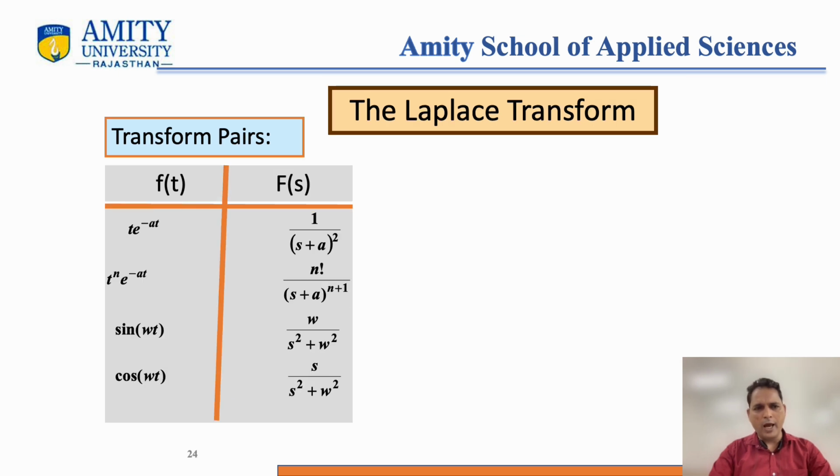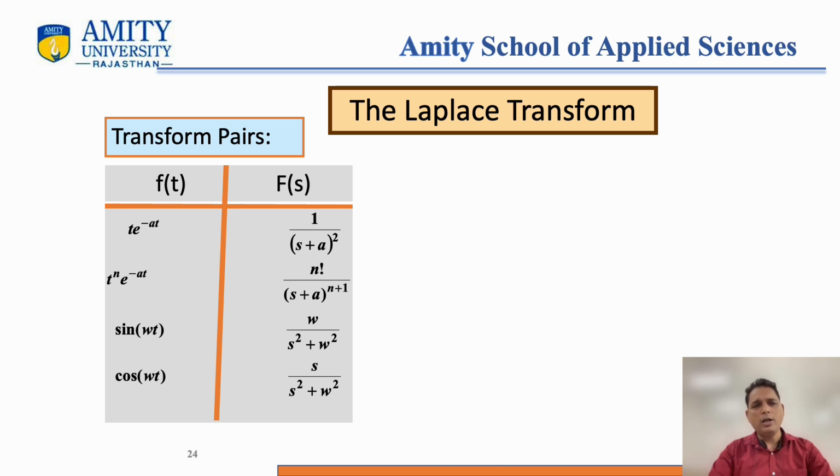In the same manner, if we take the other relation, Laplace of t e to the power minus at becomes 1 upon s plus a whole square. If you want to prove this relation, a simple approach is this: the Laplace transformation of t is 1 by s square, and by the shifting theorem, as we have discussed earlier, when e to the power minus at comes with multiplication of f(t), it becomes f(s plus a).